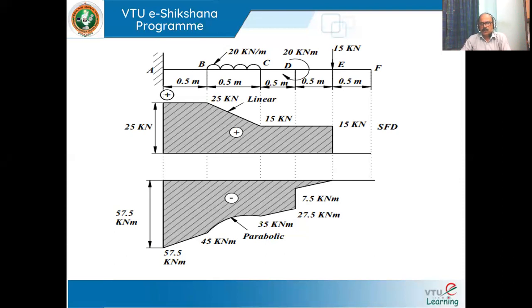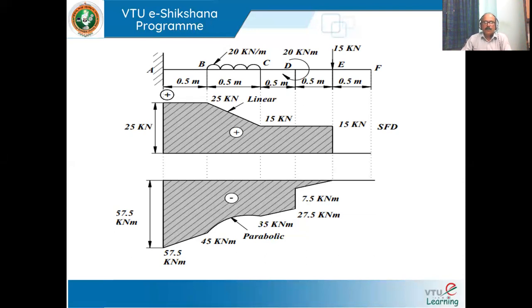So again, the section is considered very close to fixed end A. That 15 kilonewton causes right clockwise. Right clockwise is negative. So that is minus 15 into 1.5. Again, we have minus 20, that is also a clockwise moment. So total minus 35. In addition to that, we have to consider the moment due to that 20 kilonewton per meter UDL. That is minus 20 into 0.5 into 0.25, because the UDL must be converted into a point load, and it will be acting at the center, so the distance will be 0.25. If we calculate, bending moment will be minus 45 kilonewton meter.